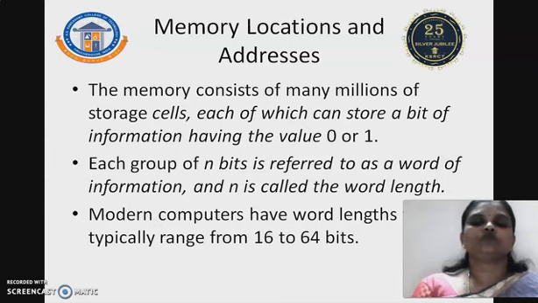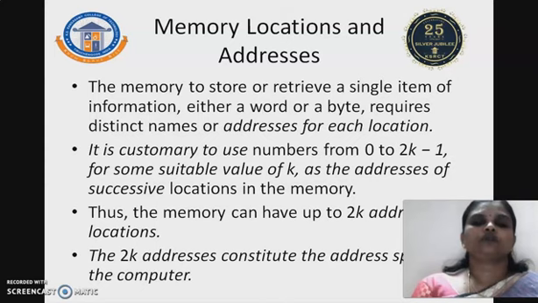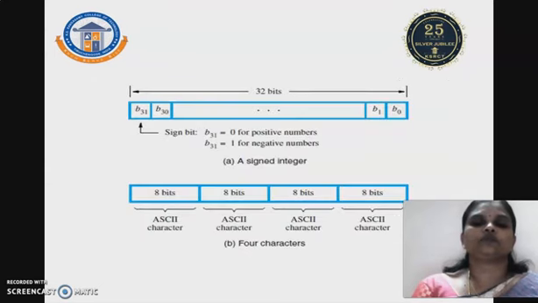The memory locations and addresses. Memory consists of a number of registers, each capable of storing a value of 0 or 1. A group of n bits is referred to as a word, and n is called the word length. Coming to memory locations, to store or retrieve any sort of data, you need to have an address. Normally the address will be taken from 0 to 2^k-1, so the memory can have up to 2^k addresses. These 2^k addresses constitute what we call the address space.